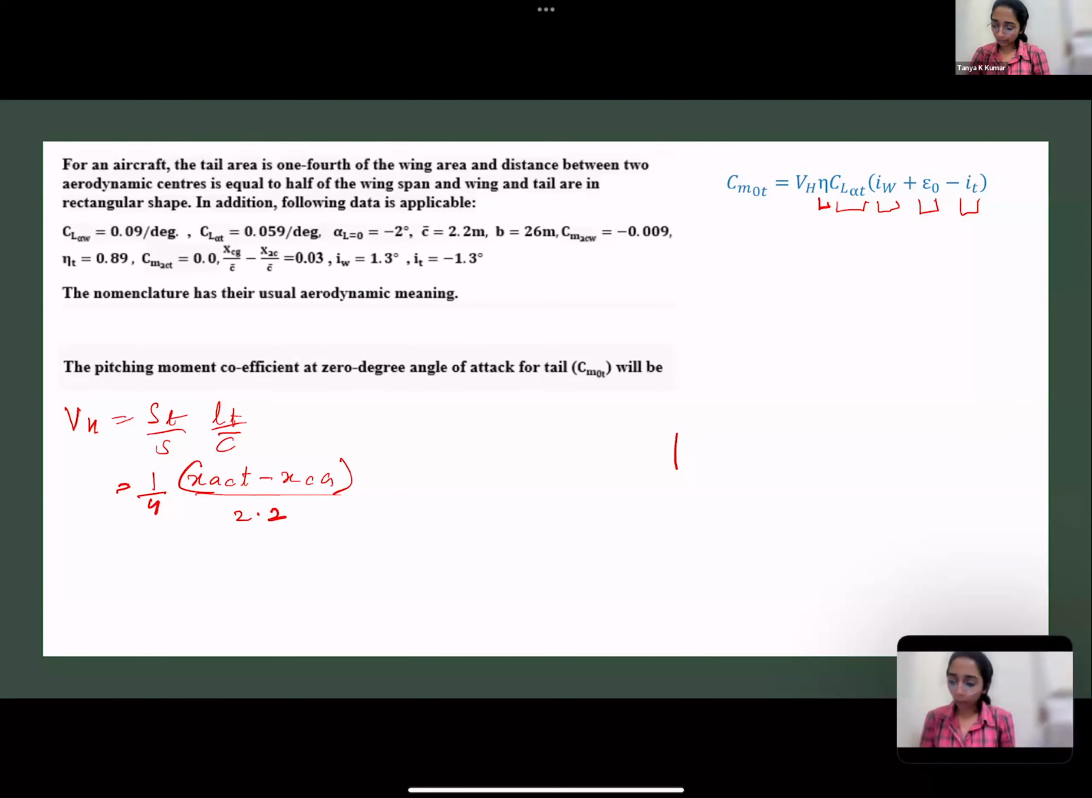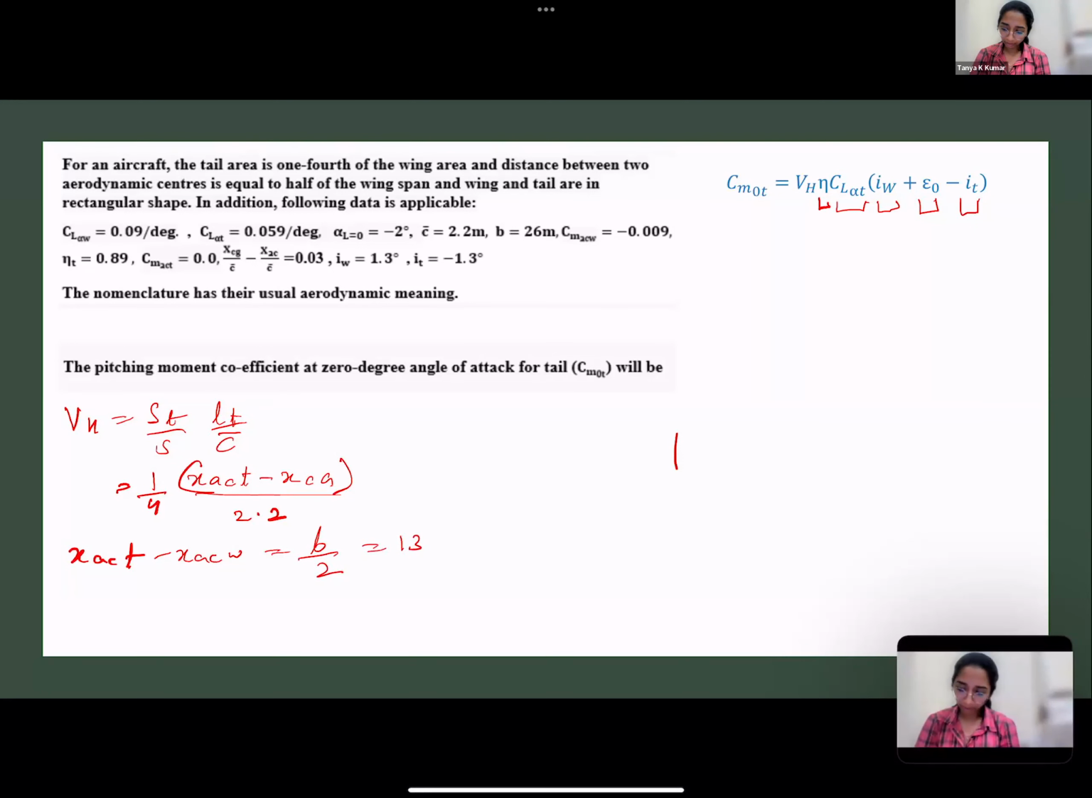So in the question, it says the distance between the two aerodynamic centers is equal to half of the wingspan. Correct? So what that means is XAC tail minus XAC wing is b by 2. And b is what? 26 by 2. So this is 13. Correct? What we need is XAC tail minus XCG.